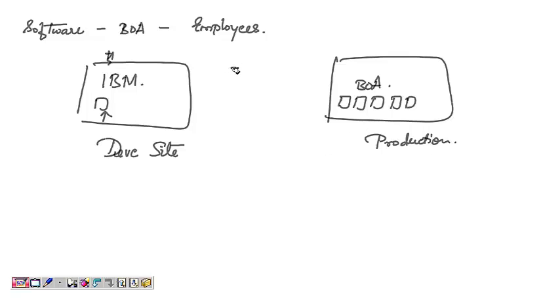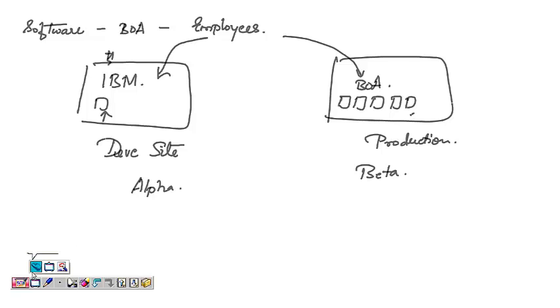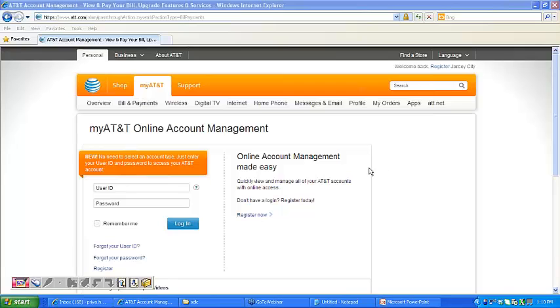Okay. So if the user is testing here in IBM, I mean the employees are visiting IBM and doing the testing here, we call it what? Alpha testing. If the users, I mean the bank employees, are testing on their own computers in the production environment, we call it beta testing. Okay, clear everybody? Any questions that you have?